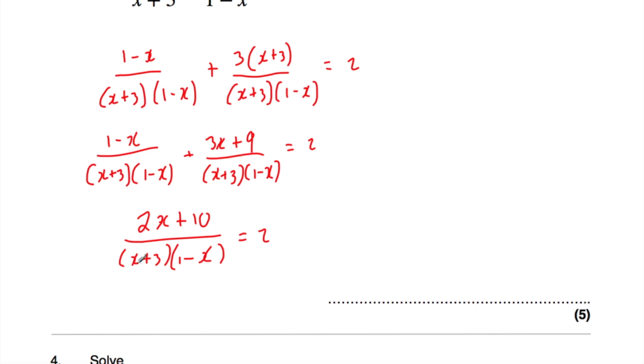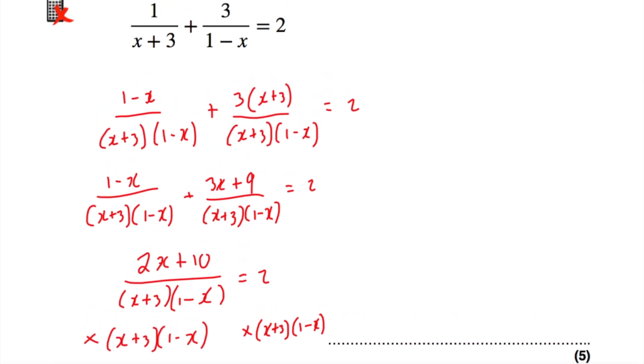It'd be good if we didn't have this denominator, so let's multiply both the left-hand side of the equation and the right-hand side of the equation by the denominator. So that's going to be multiplying both sides by x plus 3 in brackets 1 minus x. Multiplying the left-hand side by the denominator will just get rid of the denominator. So we're going to be left with 2x plus 10, so I'm just going to go up here and write 2x plus 10.